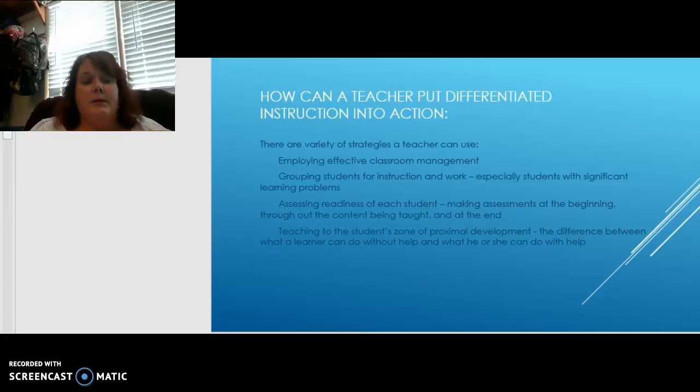How can a teacher put differentiated instruction into action? There are a variety of strategies teachers can use: employing effective classroom management, grouping students for instruction and work, especially if the student has significant learning problems, and assessing the readiness of each student, making assessments at the beginning, throughout the content being taught, and at the end. Also, teaching the student's zone of proximal development, the difference between what a student can learn without help and what he or she can do with help.